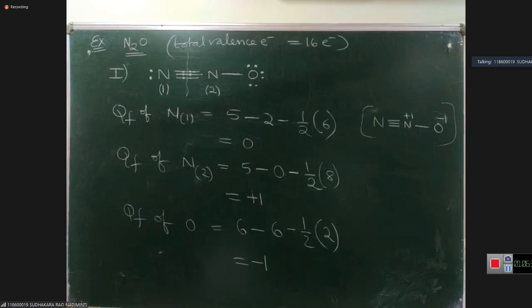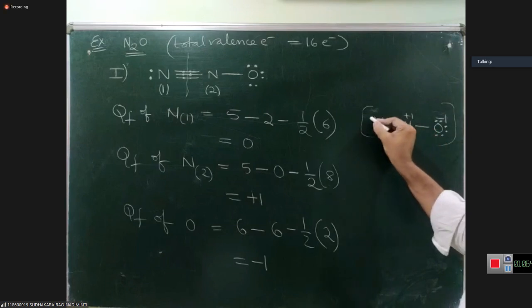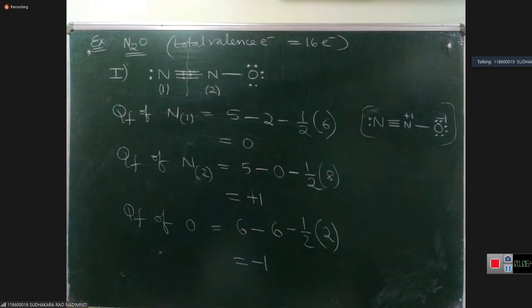You can represent lone pairs also. Whether you write them or not, no problem. Minus 1, plus 1. Plus circle means plus 1, minus circle means minus 1.